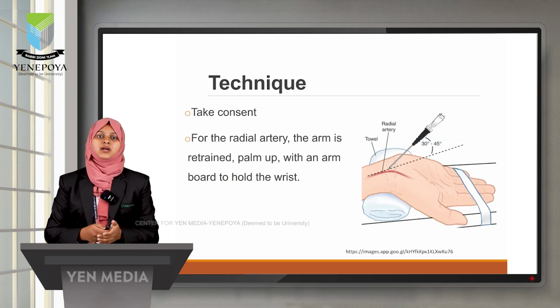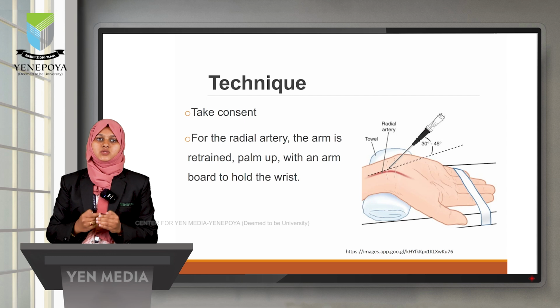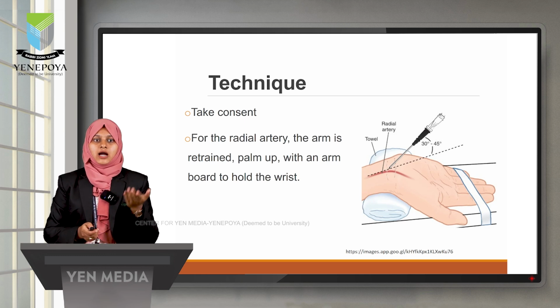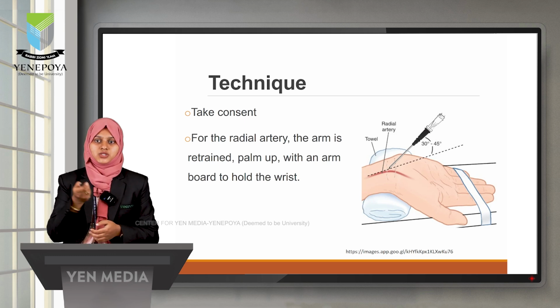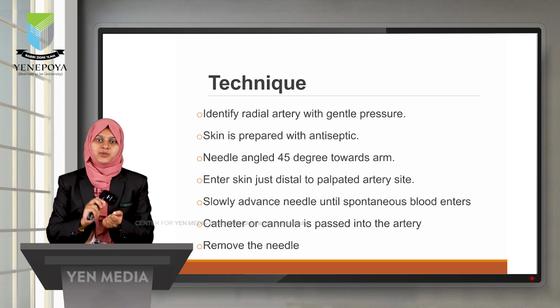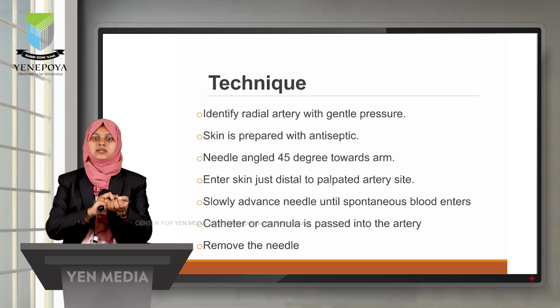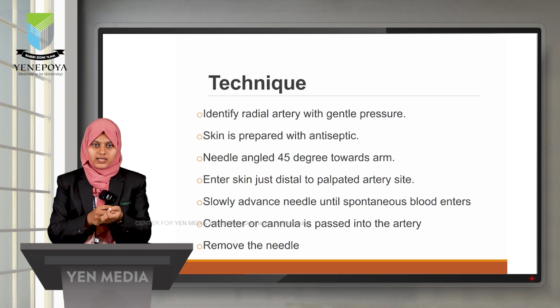Then we will move on to the technique of radial artery cannulation. Before doing any procedure, it is our responsibility to take consent from the patient. For radial artery cannulation, the arm is restrained palm up with an arm board to hold the wrist, as you can see in this figure. Then identify the radial artery with gentle pressure. Then the skin is prepared with antiseptic. The needle is angled 45 degrees towards the arm. Enter the skin just distal to the palpated artery site.